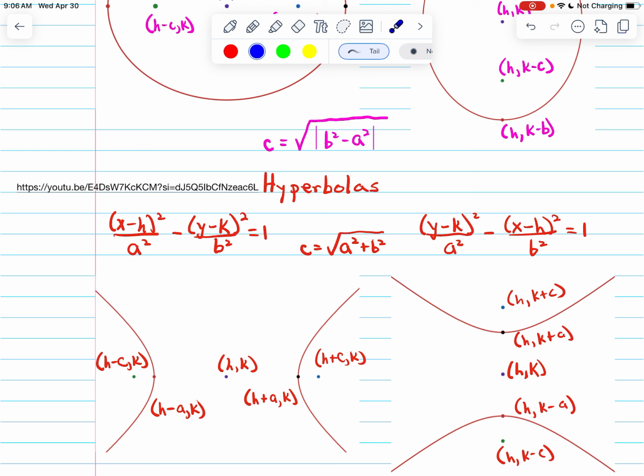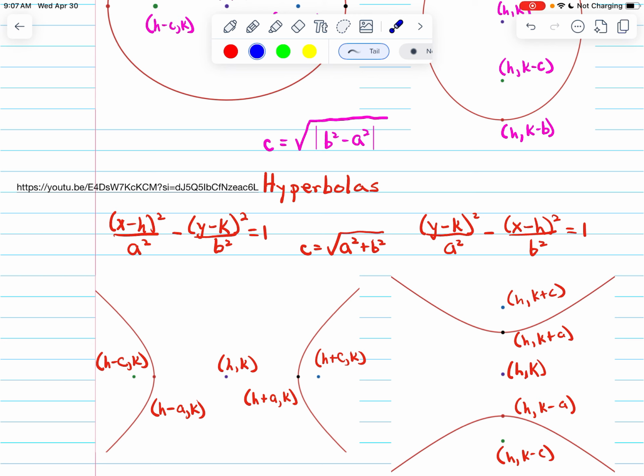Now, the x term is positive, so we start here at hk. To get to the vertex, we go over a units, see, the square root, and we subtract a units. To get to the foci, we add c units and we subtract c units. That will give us the foci. And for the foci, c is found by the square root of the sum of these two things.